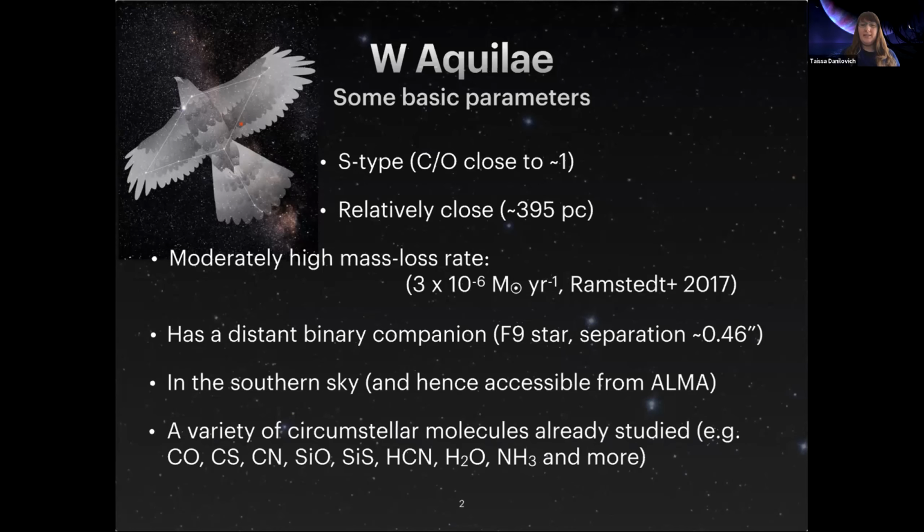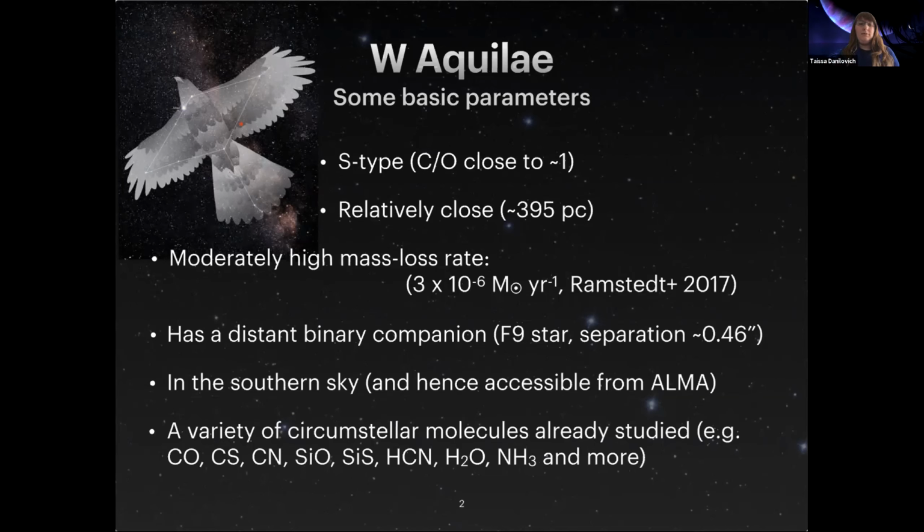W Aquilae in particular is a good S-type AGB star to observe for a few reasons. It's relatively close. It has a moderately high mass loss rate, which, combined with the distance, makes a lot of molecular lines much easier to detect just because they're brighter. It's also in the southern sky, so we can observe it with ALMA, which is what I'll be showing you shortly. And although it has a binary companion, it's thought to be relatively distant. So this doesn't really make any particularly strange problems for us in the inner circumstellar envelope, though it does also create a bit of a spiral that we can see in the CO.